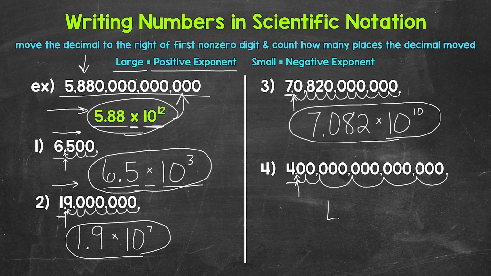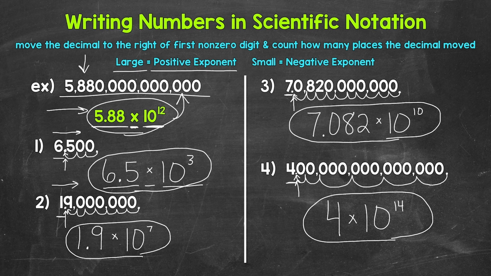So we can write this as 4, and then we leave all of those zeros to the right off, and we just have a 4 here, a whole number. We don't have any decimal digits to include. We just have zeros to the right, so this is fine. Times 10 to the power of 14. And this is our scientific notation. So there you have it. There's how to write large numbers in scientific notation.